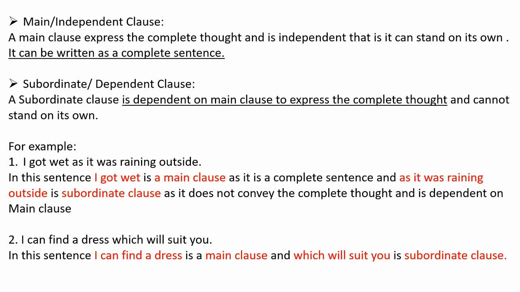Second, I can find a dress which will suit you. In the sentence, I can find a dress is a complete sentence and does not depend on the other part of the sentence, so it is a main clause. Which will suit you is a subordinate clause as it is dependent on the main clause.